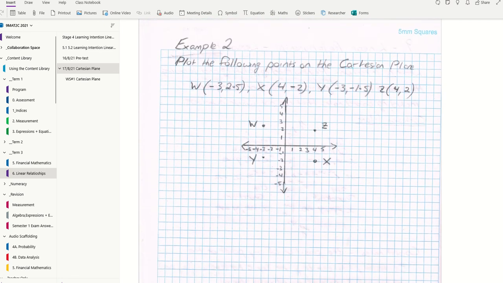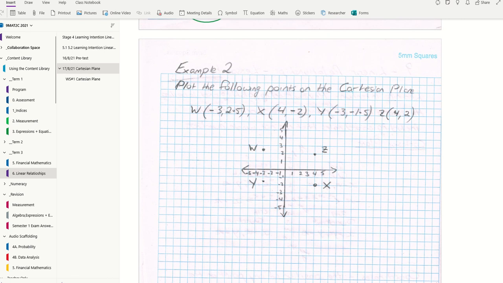Finally, this last one, if I'm going to plot the following points in the Cartesian plane, I'm plotting W: minus 3, 2.5. So negative x this way, negative 3 is here, 2.5 is positive, come up 2.5, put my dot for W. X is 4, minus 2, so 4 x positive go across, and then negative, so come down 2, there's my point for X.